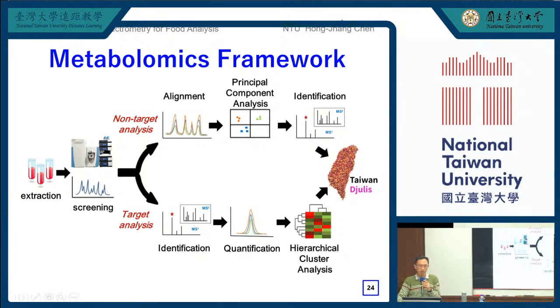Another way is using the non-target analysis. For non-target analysis, that means I don't know what kind of compounds exist in the food. I want to know all of the compounds. So we just detect the molecular features, and then we align each batch of the experiment, and we use statistics. In this case, we use multivariate statistical tools to analyze, such as PCA, and then we identify the compounds. We can also do that. Okay, so let's see the experiment.